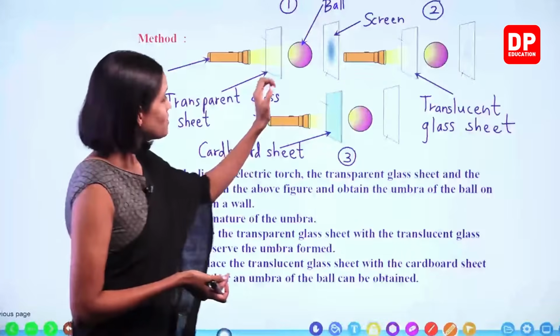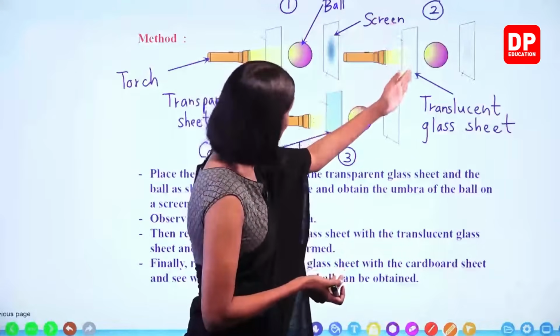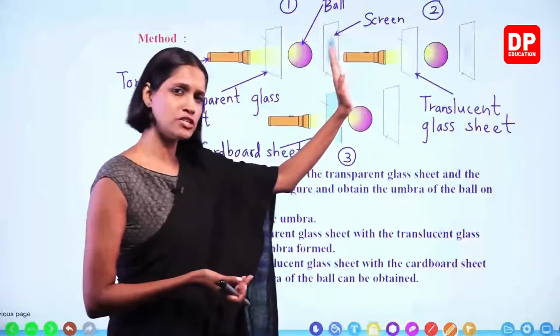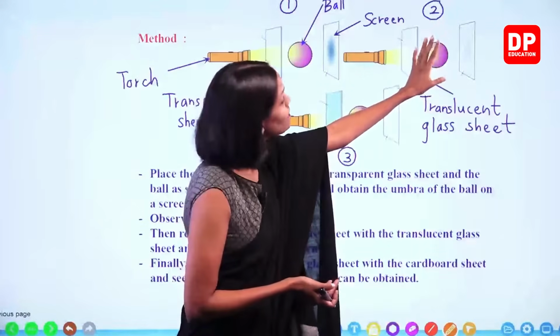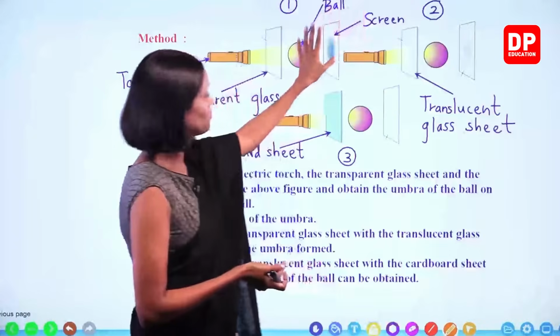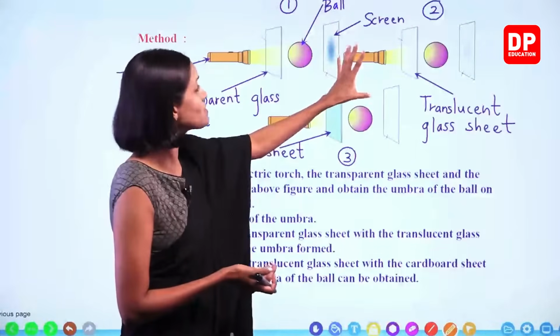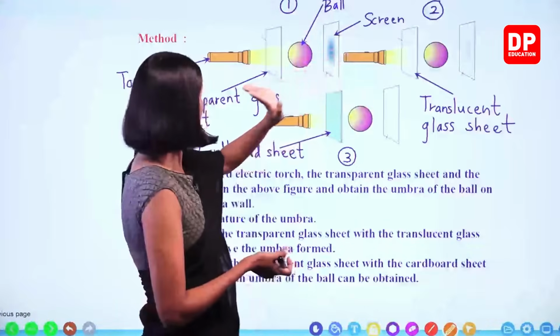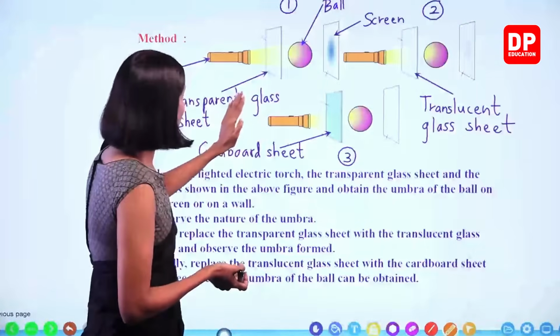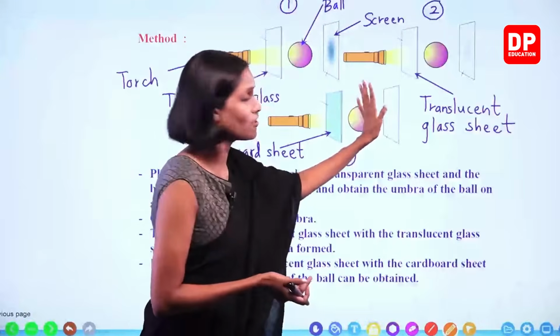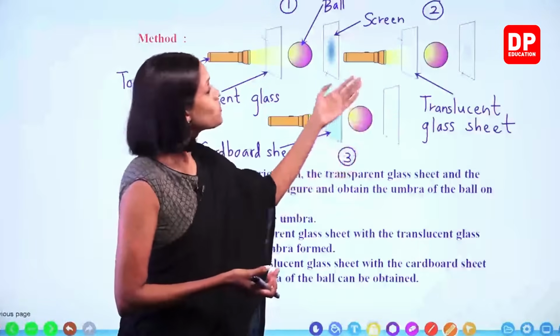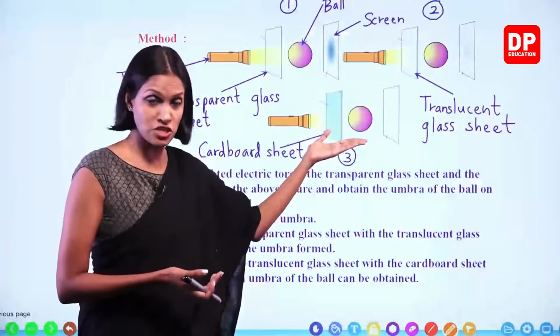Right, children? When we use the translucent glass sheet before the bowl, what happened, children? We could obtain an umbra or the shadow, but it was not as clear as before. It was not sharp. It was a bit blurry. Right? Now, when we use the cardboard sheet, what happened, children? Could we obtain the shadow of the bowl on the screen? No. So, what is the reason for these observations, children?